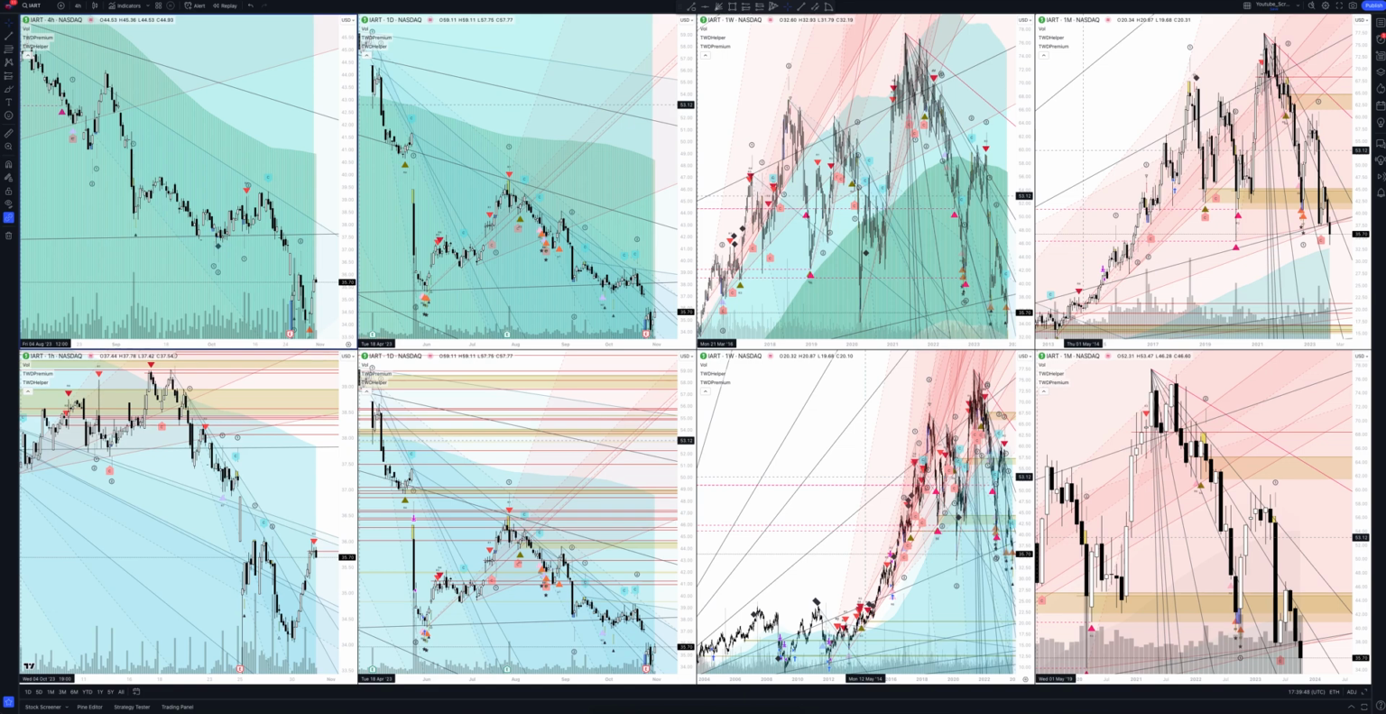Today we will take a look at Integra LifeSciences Holdings stock. Let's analyze the market situation and find out how you can make money on it. Let's start.